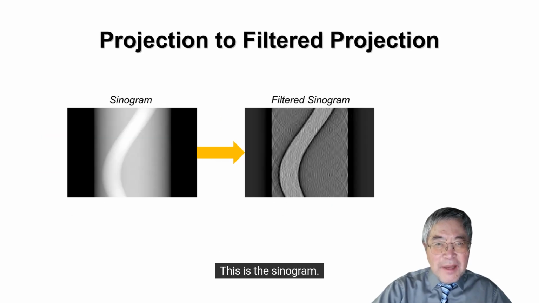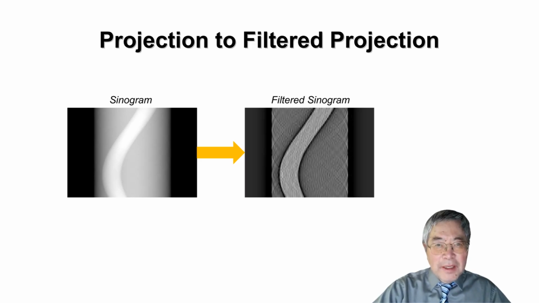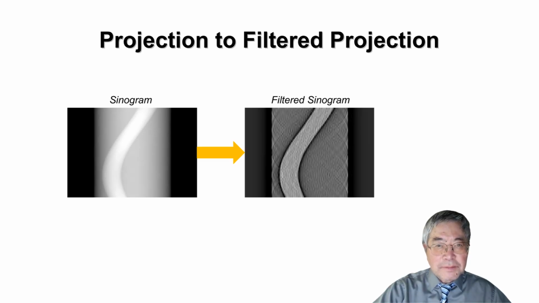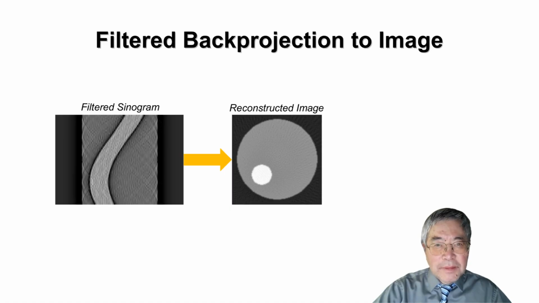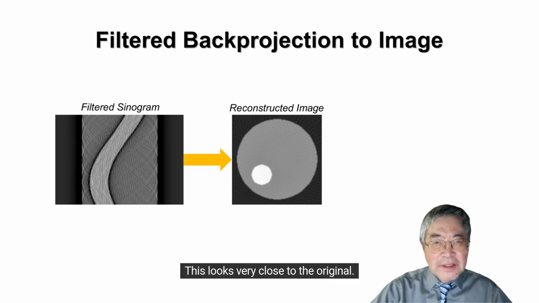This is the sinogram. The filtering is one-dimensional along the horizontal direction, so a high-pass filter emphasizes edges. Here is the original sinogram, here is the filtered sinogram. Once it is filtered, we use these data for back projection. Then you can recover the original image. This looks very close to the original.